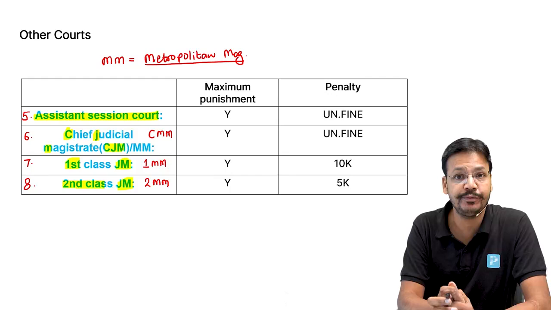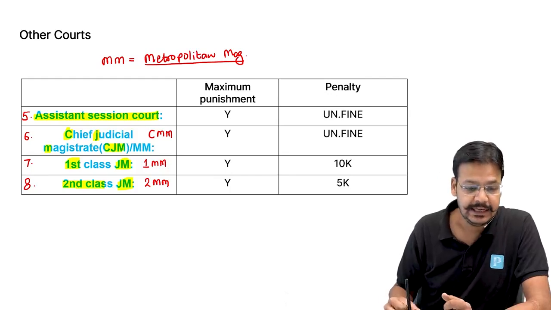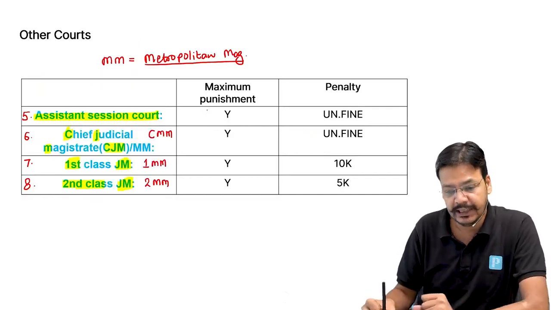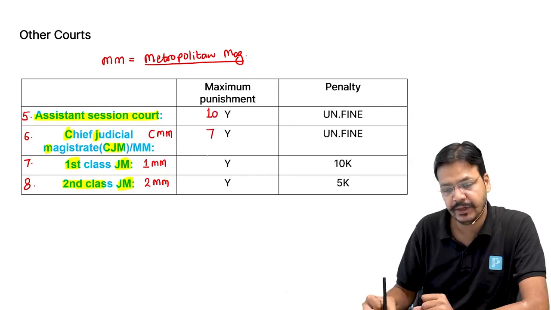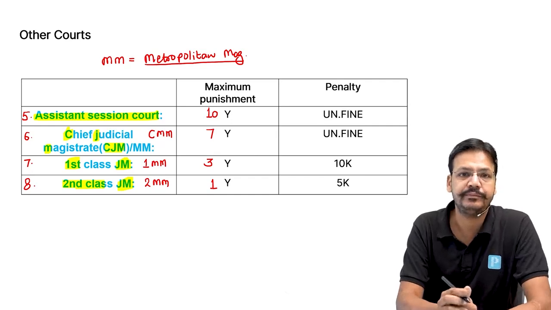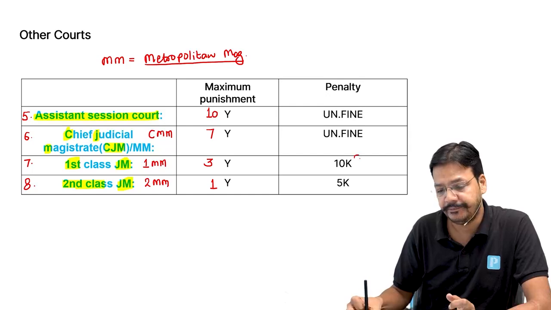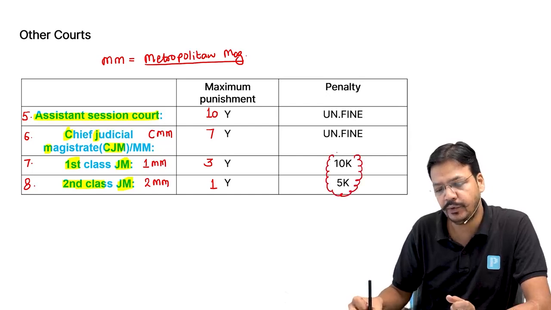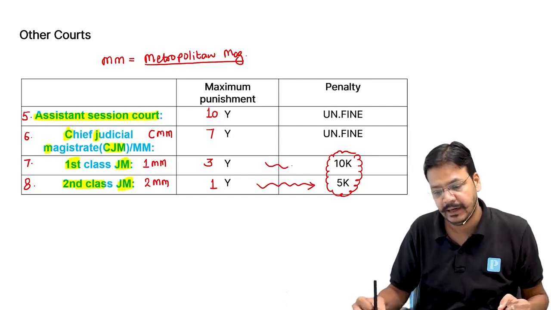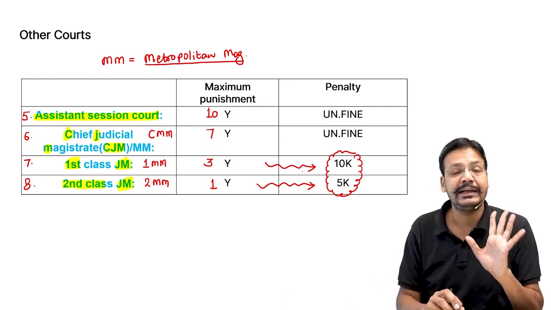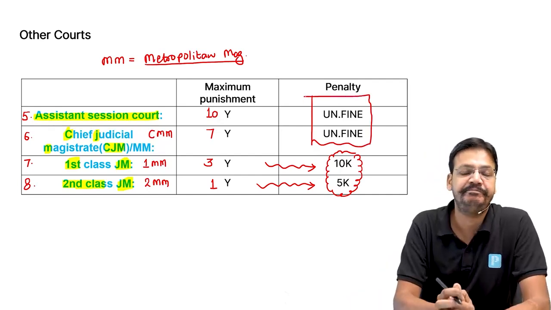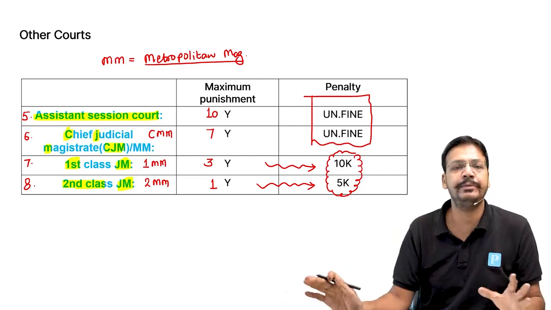Now we are coming to the punishment. I discussed these 4 give you the maximum punishment, but sir, these are lower courts. What are the punishments given by these courts? 10 year, 7 year, 3 year, 1 year. And what about the fine? Just remember the lower 2 fines: second class gives you 5,000 rupees fine and first class gives you 10,000 rupees fine. All remaining are unlimited fine. So that is a very simple trick.